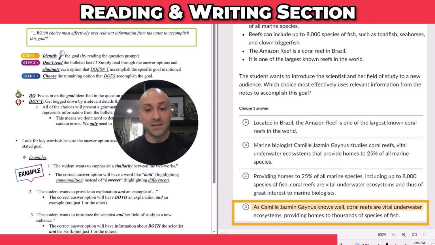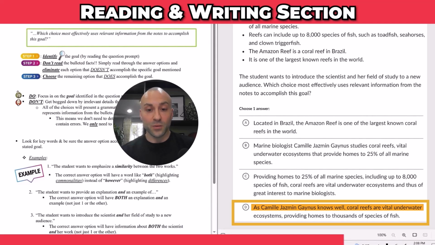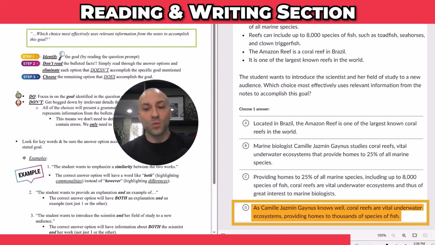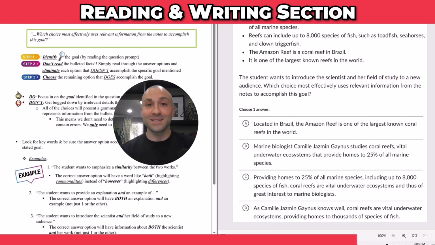Option D says, as Camille Jasmine Guinness knows well, coral reefs are vital underwater ecosystems, providing homes to thousands of species of fish. That's just defining what a coral reef is. That's not really talking about her field of study. So the correct answer option is B.